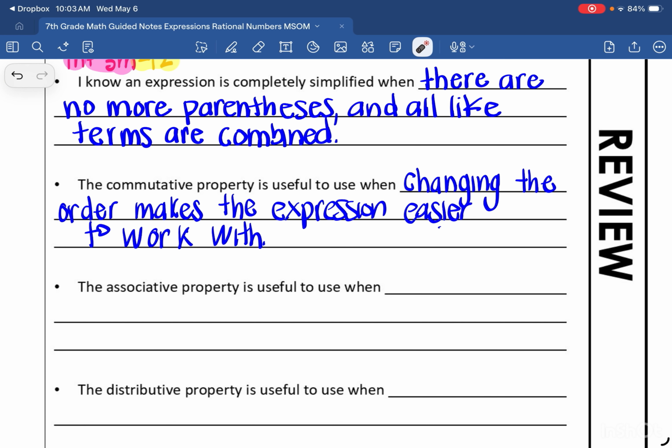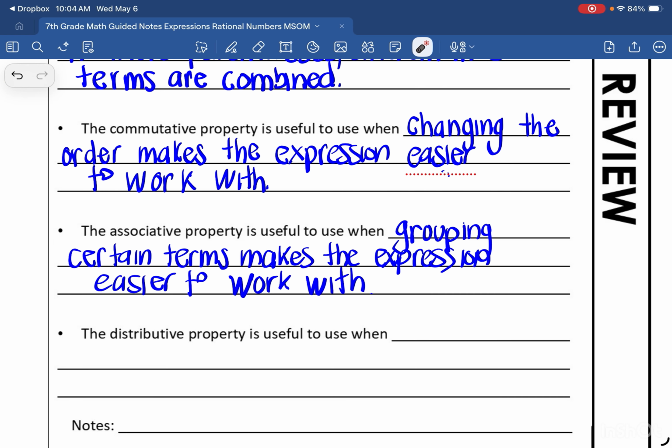So the commutative property would be useful in those situations. The associative property is useful to use when grouping certain terms makes the expression easier to work with. So similar idea. Sometimes if I group certain terms together, the mental math will become easier. So that's when I would use the associative property.